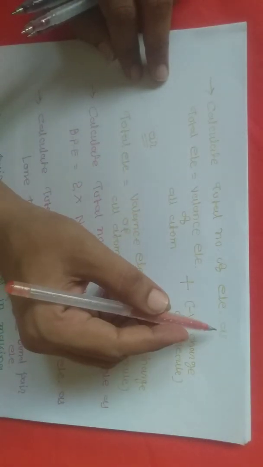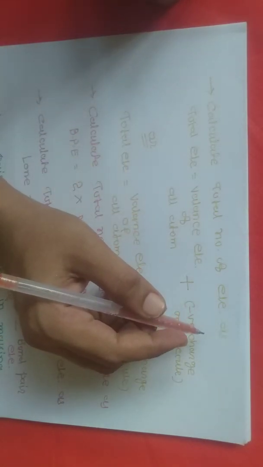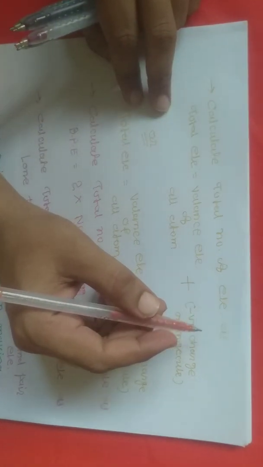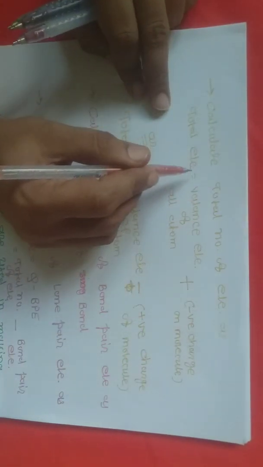So the next rule is to calculate the total number of electrons. Whenever you are going to prepare a Lewis dot diagram, the first step that you have to do is calculate the total number of electrons.